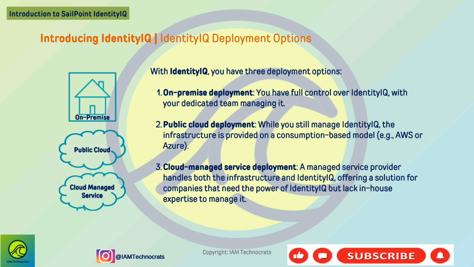IdentityIQ deployment options. With IdentityIQ, you have three deployment options. Number one, on-premise deployment. You have full control over IdentityIQ as you deploy it in your own data center, with your dedicated team managing it. Number two, public cloud deployment. While you still manage IdentityIQ, the infrastructure is provided on a consumption-based model. It could be on AWS or Azure. Number three, cloud managed service deployment. A managed service provider handles both the infrastructure and IdentityIQ, offering a solution for companies that need the power of IdentityIQ but lack in-house expertise to manage it.